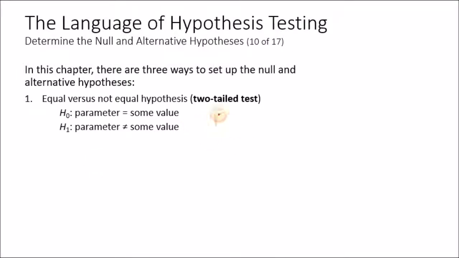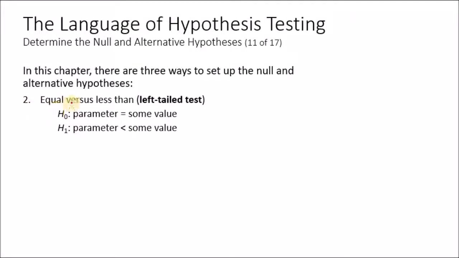We could say that the null hypothesis states that P is equal to 0.62 from that example. H1 states that P is not equal to 0.62. So from that example, we can write our null and alternative hypothesis like so. The second case is when we have equal versus less than, a left tail test.